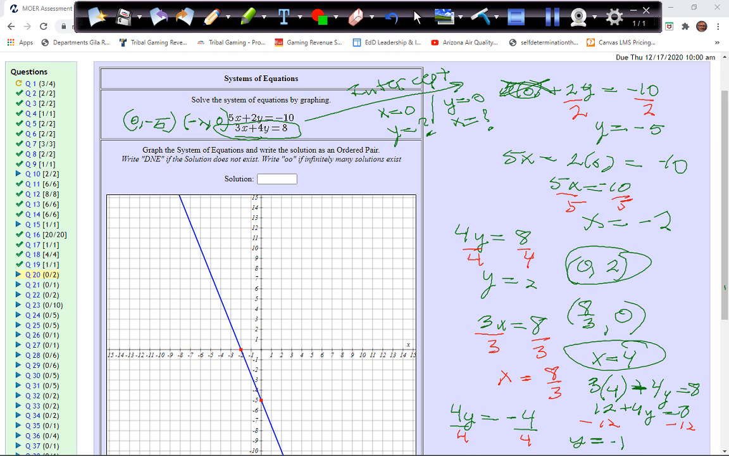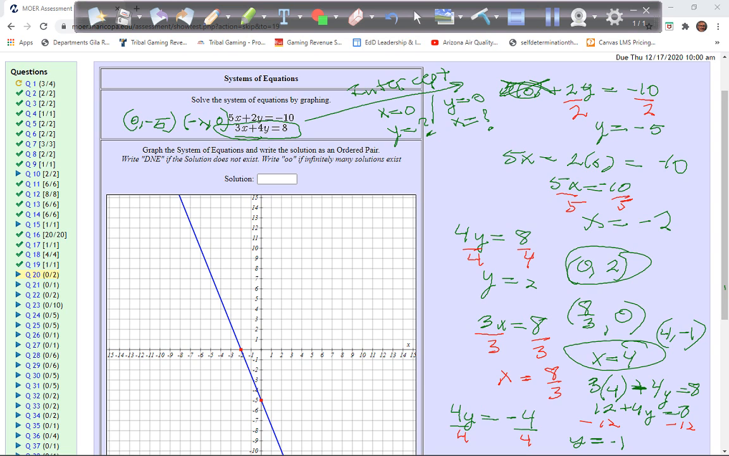So now let's try this. This one's a little bit more complicated than I had anticipated, but (0, 2) is one point, and the other point is (4, -1). Okay, and now we can see the intersection point right there is going to be (-4, 5). (-4, 5).